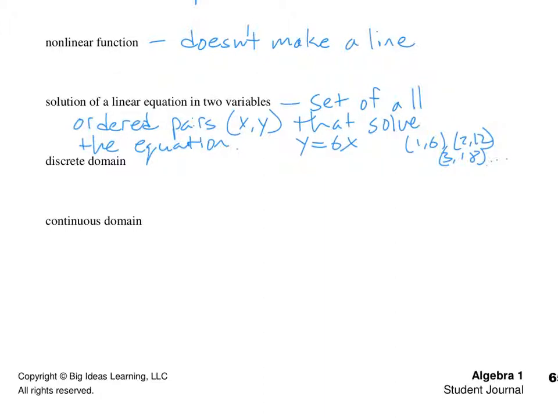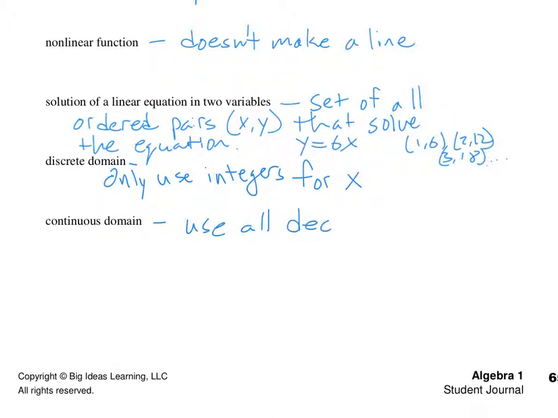Now we have a discrete domain if we only use certain numbers, or only use integers usually. That's discrete. We don't draw the line in for x. A continuous domain is where we use all decimals. x could be any decimal, all real numbers we say.